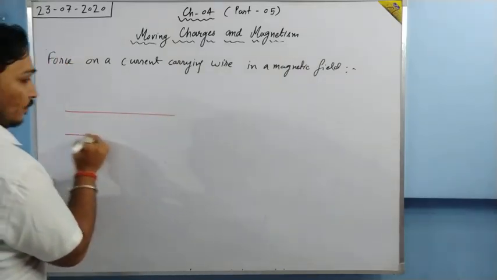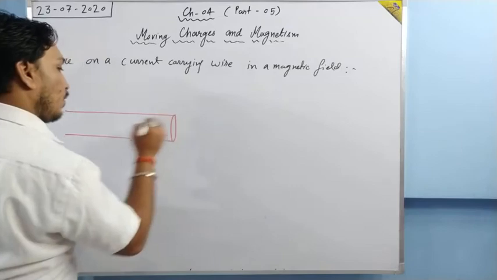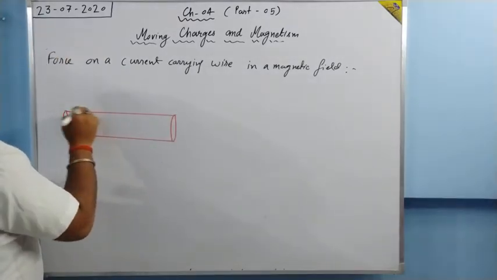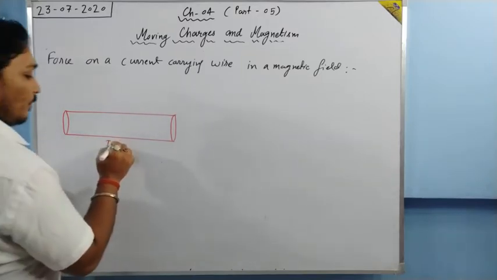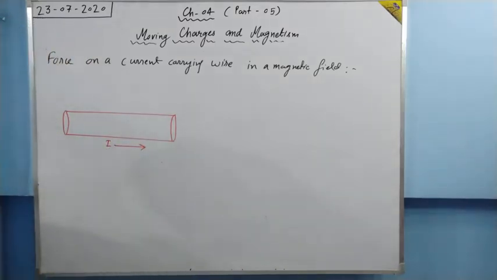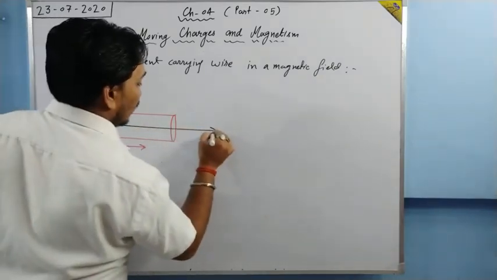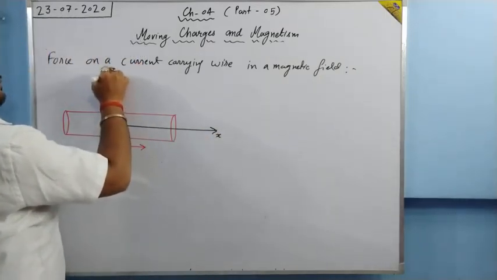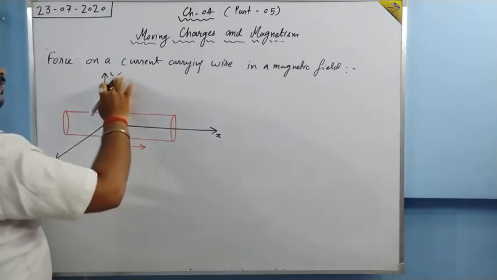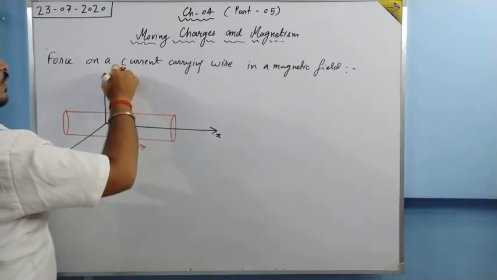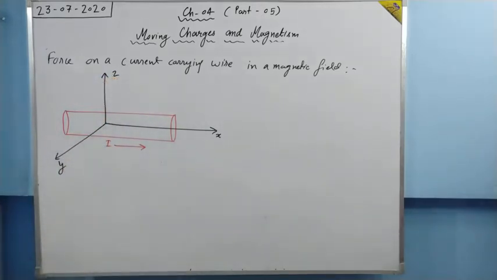Now suppose this is a wire, and in this wire current I is moving in this direction. Let this be your x-axis, this be your y-axis, and let this be your z-axis. Now what happens if the current is flowing in this direction? How is that current flowing?